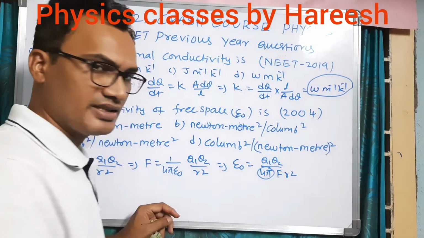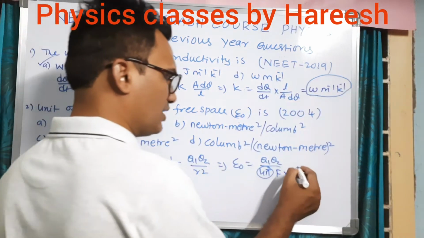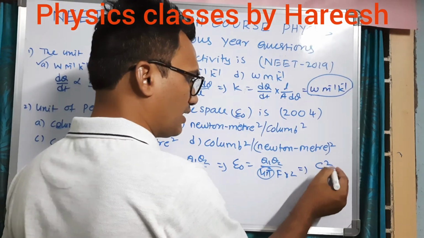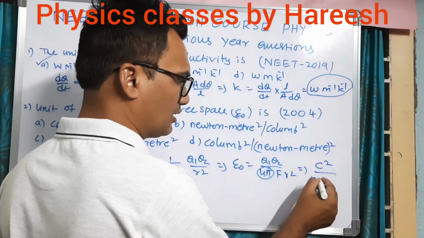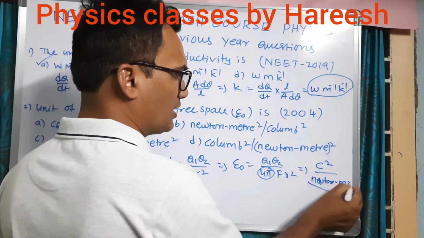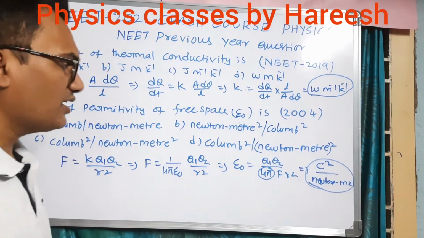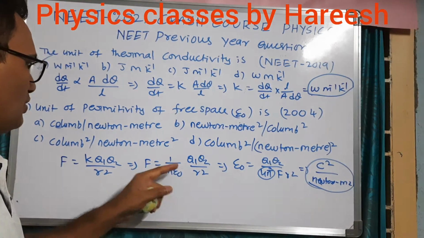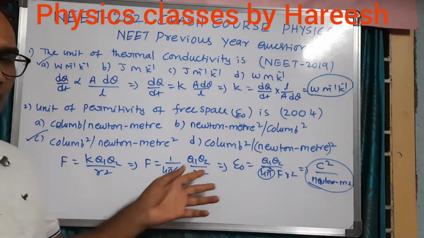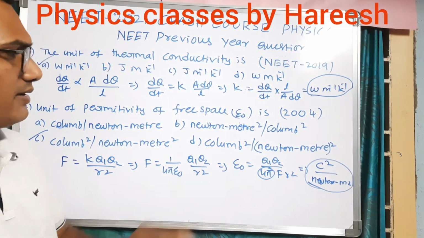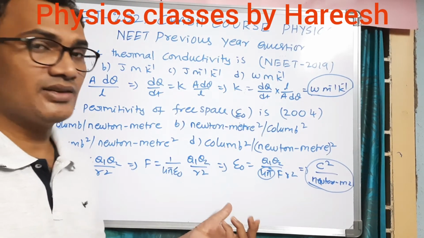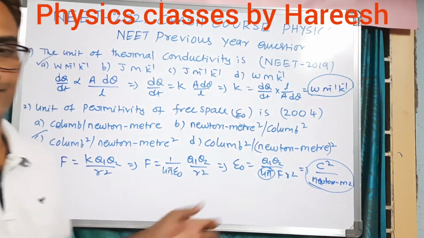This 4 pi is a constant, it does not have any units. So for units, Q1 and Q2 are the two charges. Here it will be Coulomb square divided by F, which is Newton, and R square is meter square. So Coulomb square per Newton meter square, option C is correct. This is the way we can find the unit of a given physical quantity by knowing the mathematical relation. Very basic questions they will ask in the NEET.